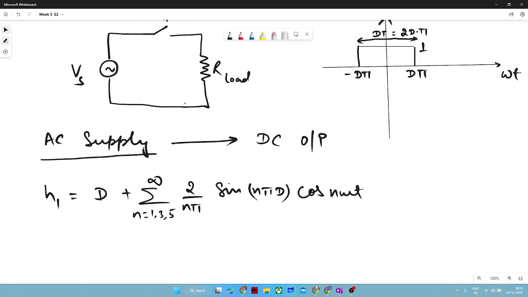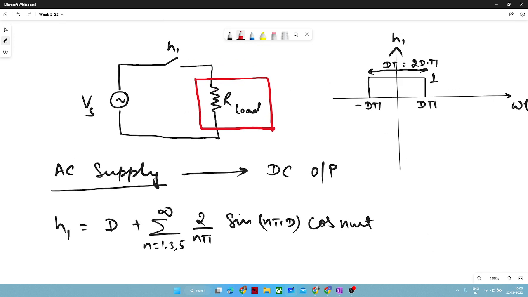Now, we want DC at this stage, and I told you, if we want to calculate the voltage at this node, let us suppose this is V node, we will get it in terms of H1 into Vs, right? Just the basic multiplication of the switching function with the supply voltage. We will get H1 into Vs.